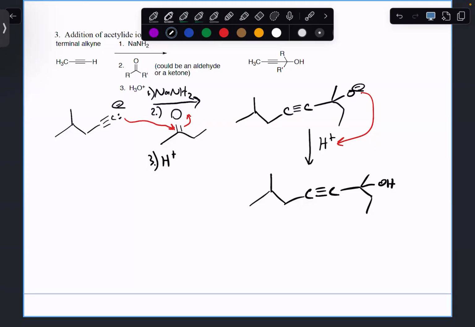Now, again, as you're getting used to these reactions, I encourage you to count carbon. Your acetylide has 1, 2, 3, 4, 5, 6 carbons. You're adding it to something that has 1, 2, 3, 4 carbons. 6 plus 4 is 10. My product better have 10 carbons or I need to redo it. 1, 2, 3, 4, 5, 6, 7, 8, 9, 10. I think we're good. All right, questions here?